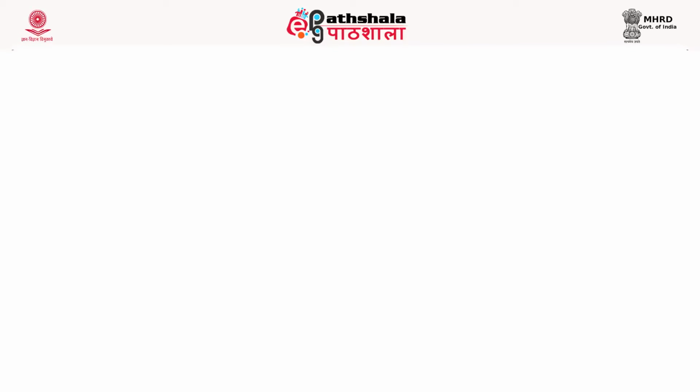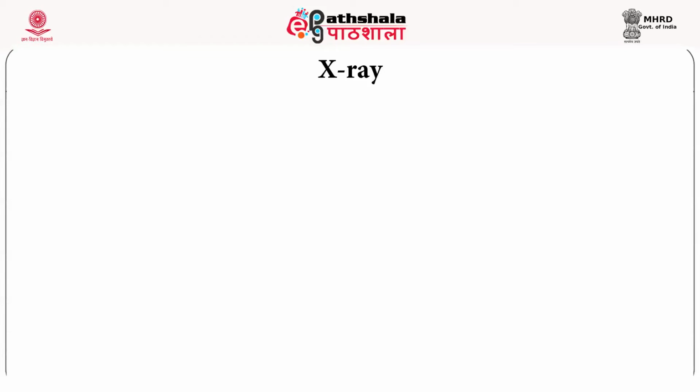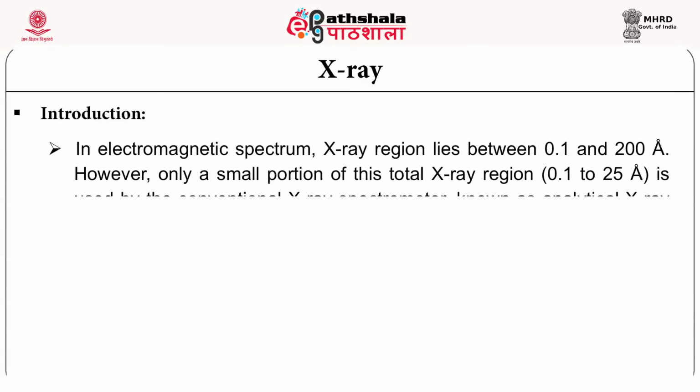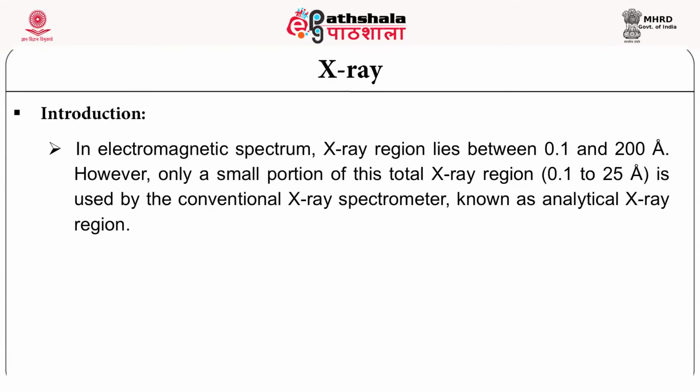Let us talk about the next technique, that is X-ray, and how it is being used for the determination of various sample materials. In the electromagnetic spectrum, the X-ray region lies between 0.1 and 200 Angstrom. However, only a small portion of this total X-ray region, that is 0.1 to 25 Angstrom, is used by the conventional X-ray spectrophotometer, known as the analytical X-ray region.